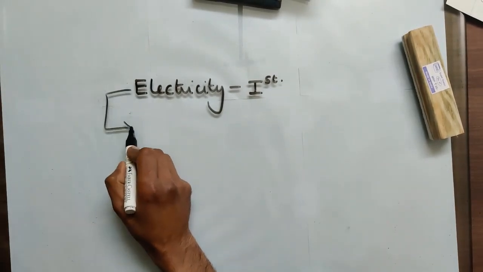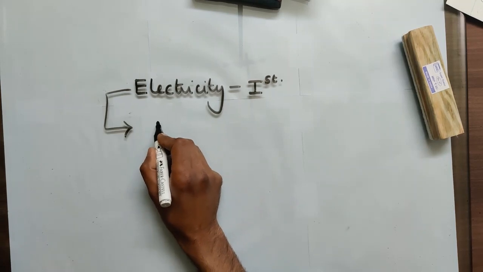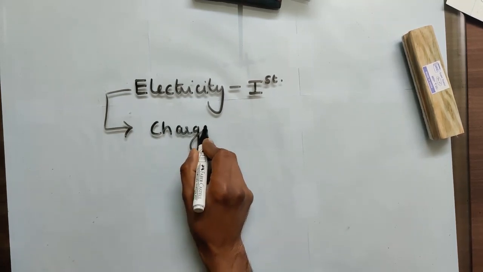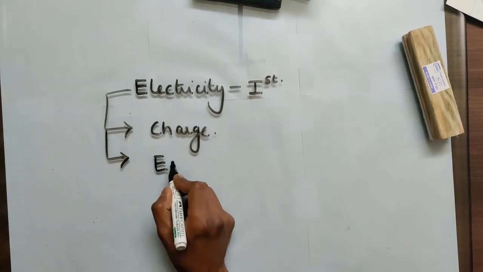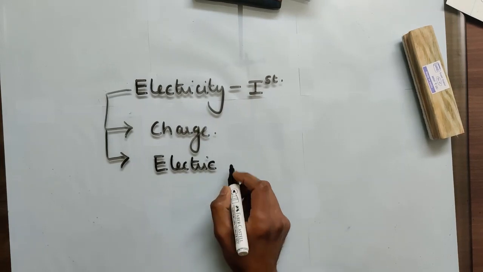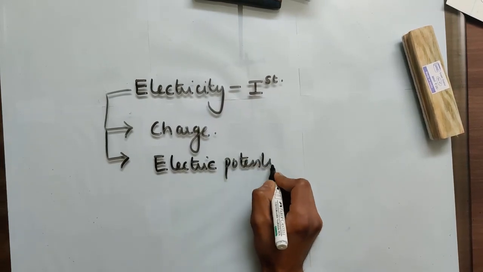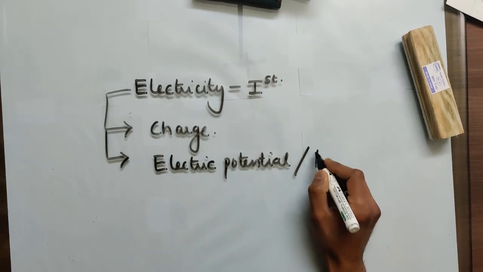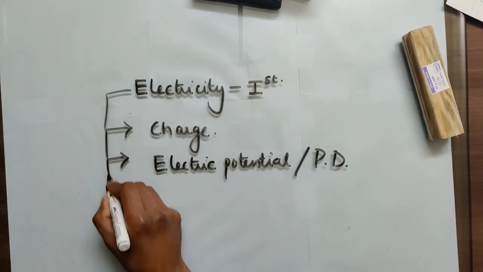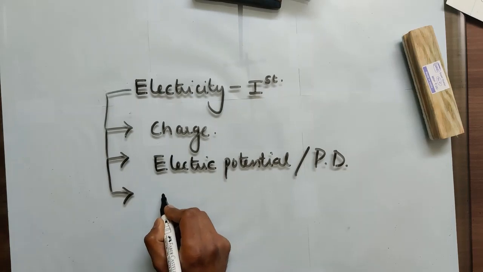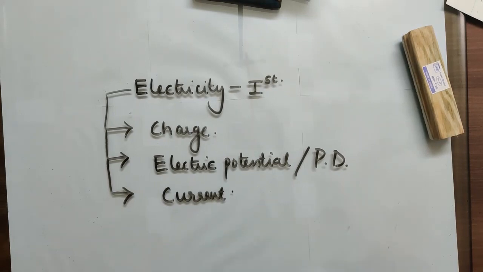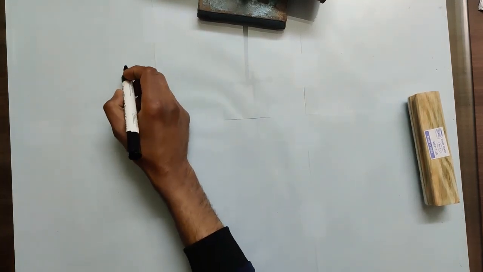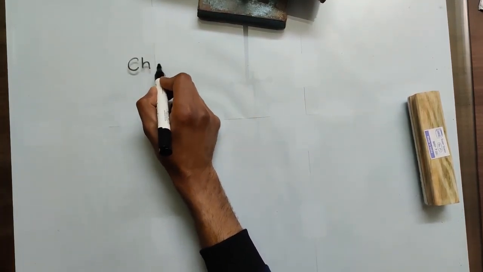In this chapter we are going to talk about charge, second electric potential, and potential difference, and finally current. So our first topic, charge.